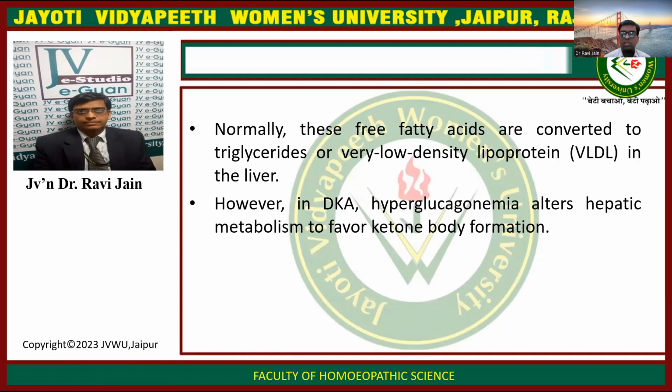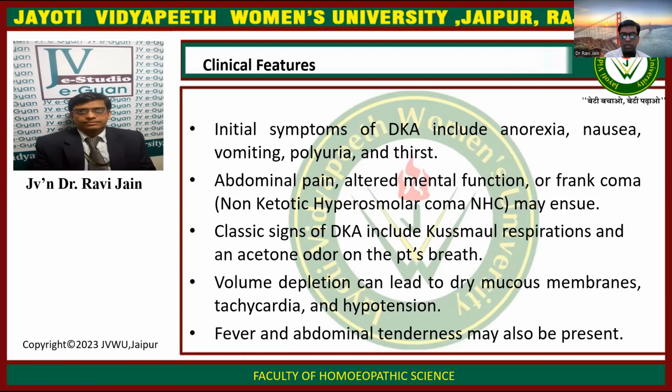Normally, these free fatty acids are converted into triglycerides and very low density lipoproteins, like VLDL, in the liver. However, in case of diabetic ketoacidosis, there is hyperglucagonemia, that is, an increased level of glucagon in the blood, that alters the hepatic metabolism and favors ketone body formation from the fatty acids from adipocytes.